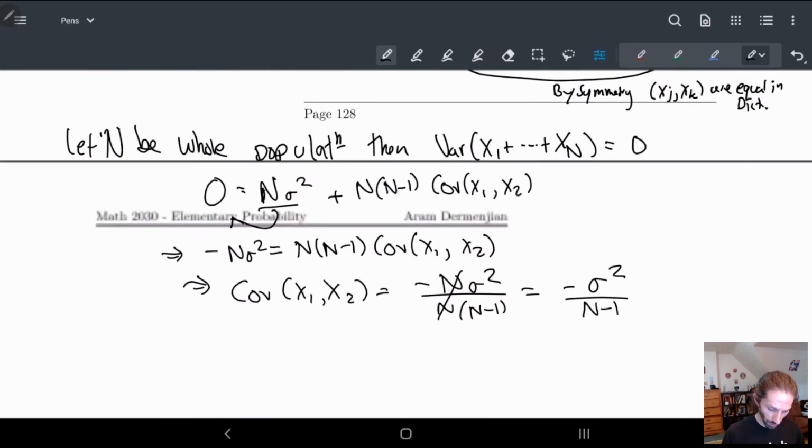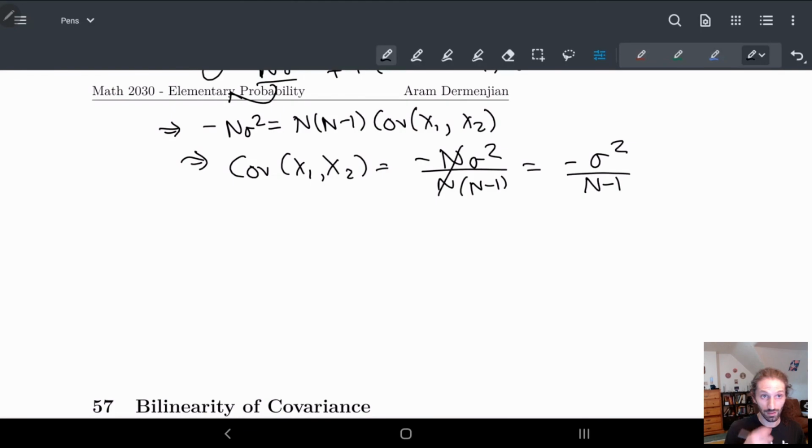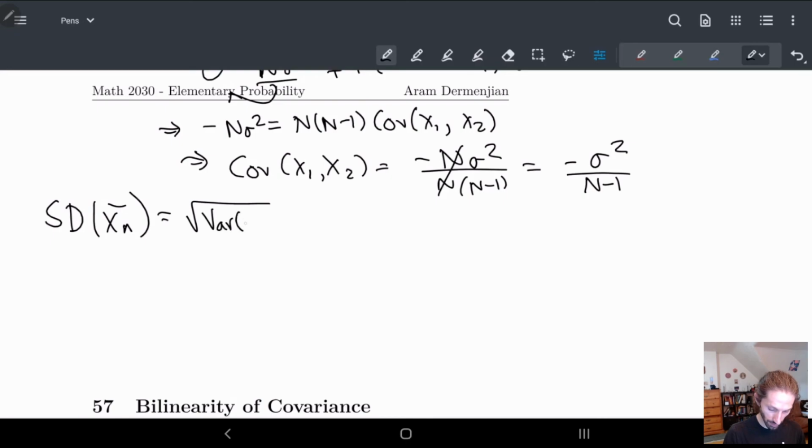Well, okay, so how does that actually help us? Do we actually get an answer? And this actually turns out to help us dramatically. So let's go back to trying to figure out the standard deviation. This, if we recall, is going to be the variance of x1 all the way up to xn divided by the square root of n. This we just saw a few minutes ago.